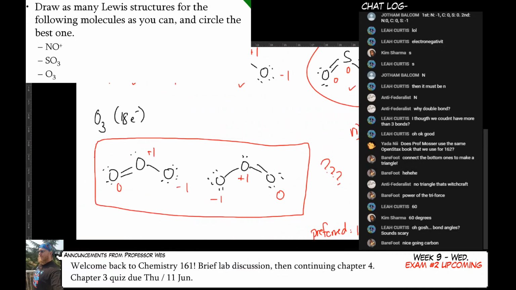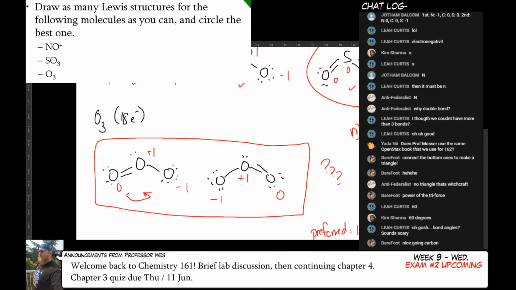Anyway, that leaves us to these choices over here for ozone. What the heck is the better choice here? Well, I mean, we could make the argument that if I just rotate this guy around, then they're the same thing, right? But in reality, are they the same thing? Not quite. We're going to come back to that in just a second.